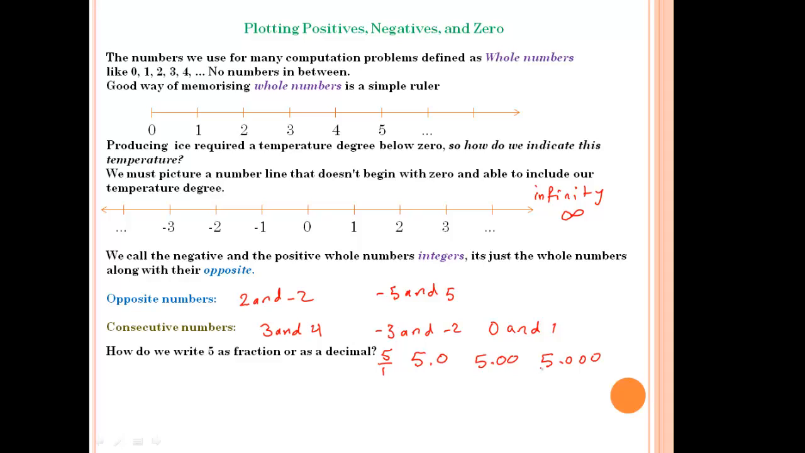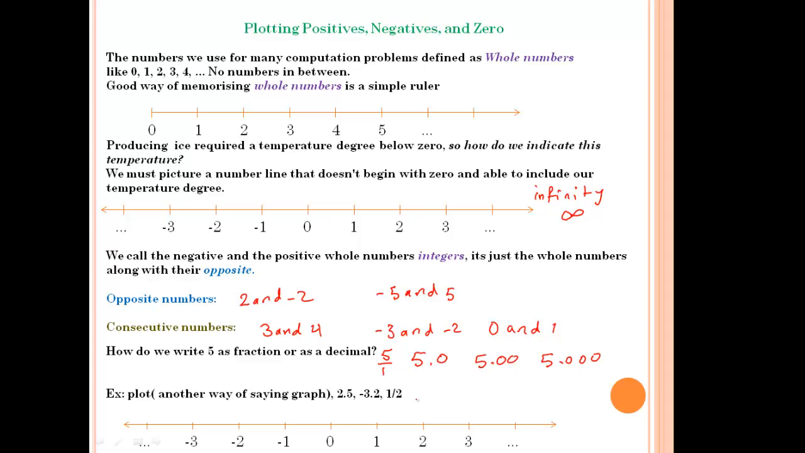Let's have a look into this example. Let's plot 2.5, minus 3.2, and a half. Imagine that the decimals and the fractions are numbers in between the integers. For example, 2.5 is between 2 and 3. However, minus 3.2 is between minus 4 and minus 3. Half is between 0 and 1.